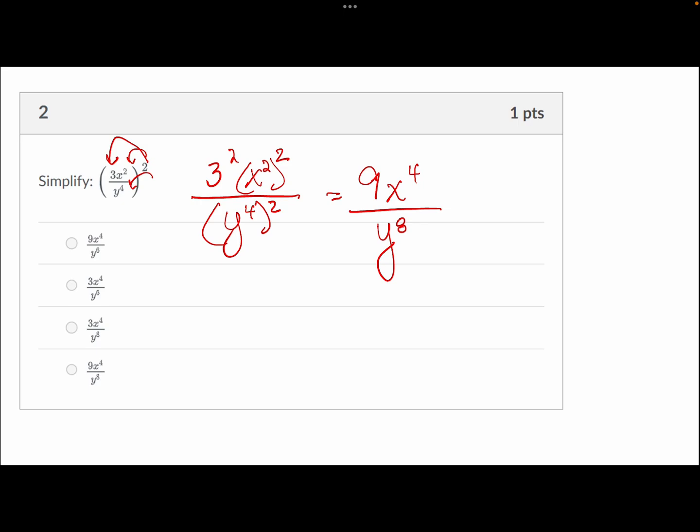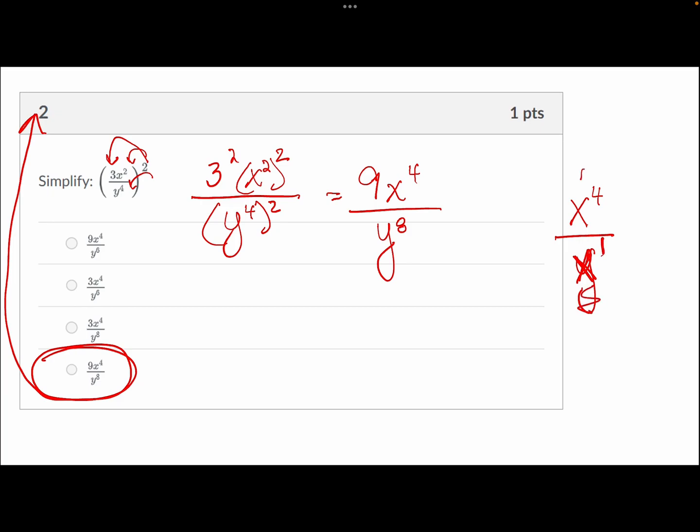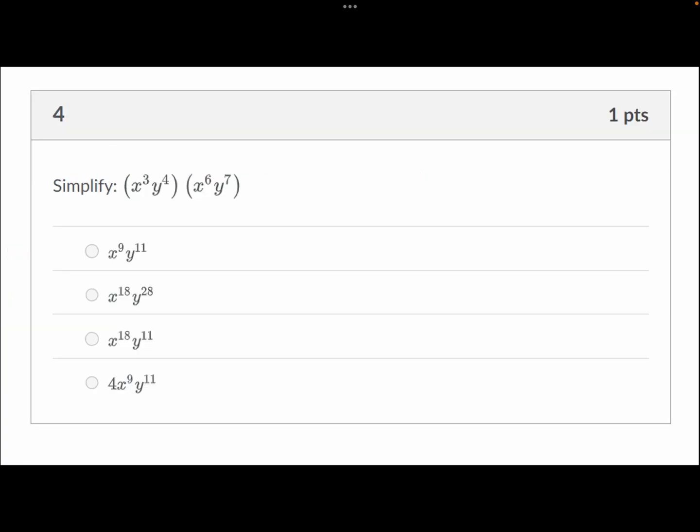Looking through those items there, it looks like we would be at this last one down here. This is problem number 2 on the review. Now, the x's and y's are not the same variable, but if this had been like x to the 4th over x to the 1st, then I would have done this math and had x to the 3rd. So if you can simplify, you simplify as much as possible throughout there.